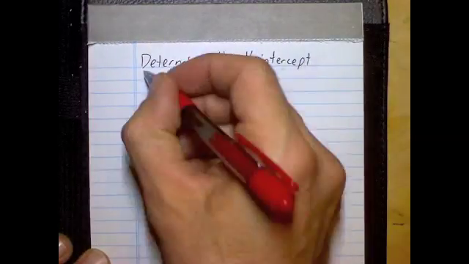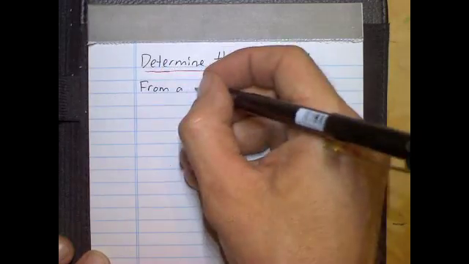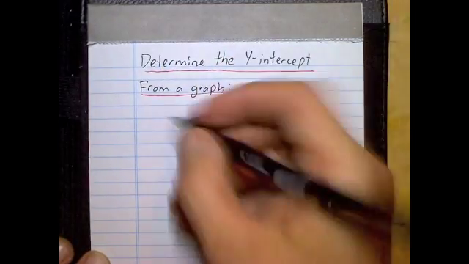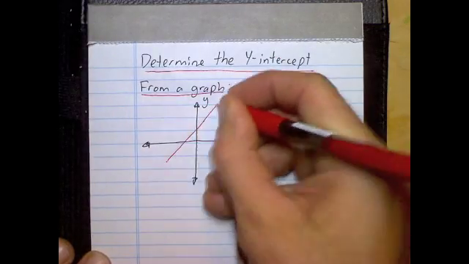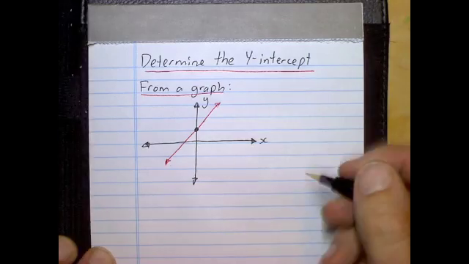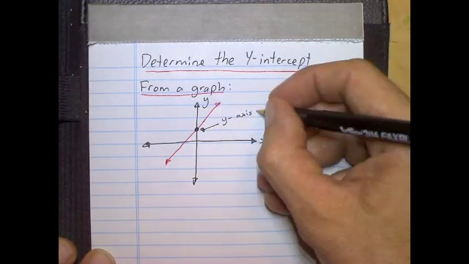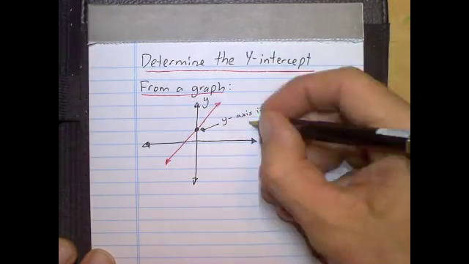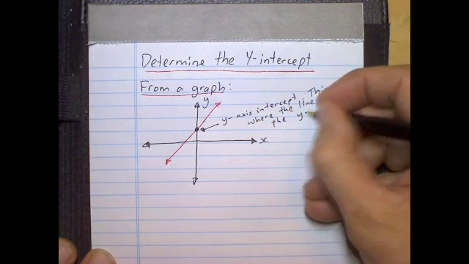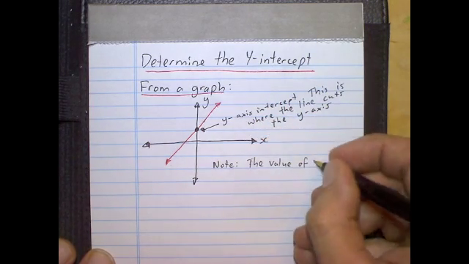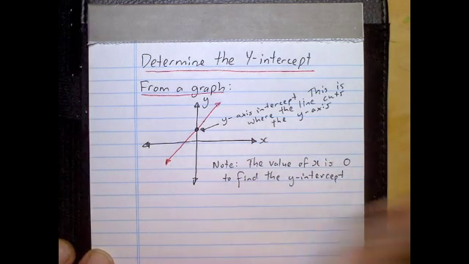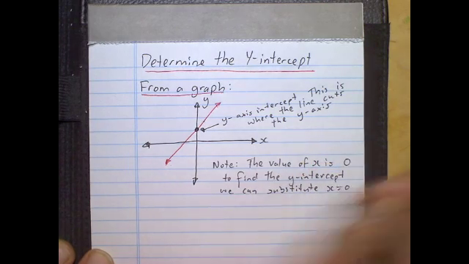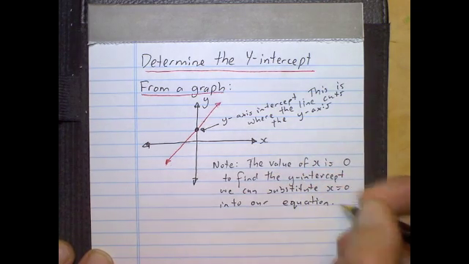Determine the y-intercept. So from a graph, although this is straightforward, I'll point out some obvious points here. We have our xy axis, a straight line, and the y-intercept is simply where the line cuts the y-axis. All right, so this is where the line cuts the y-axis. And it's important to note that the value of the x at this point is always equal to 0. So to find the y-intercept, we substitute x = 0 into our equation, if we've been given one. So let's look at an example.